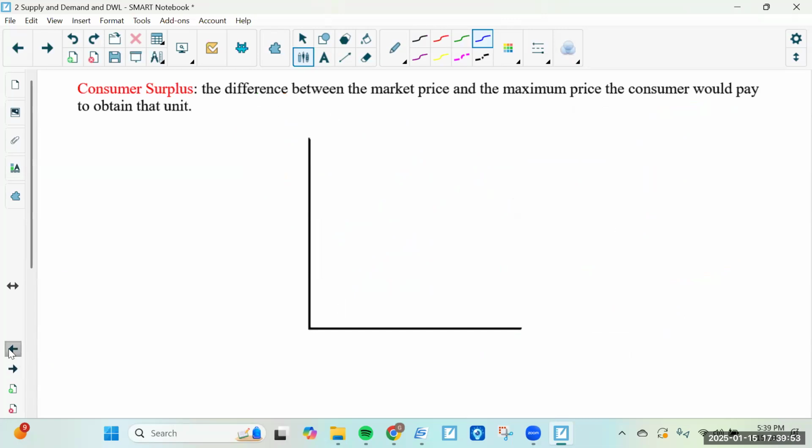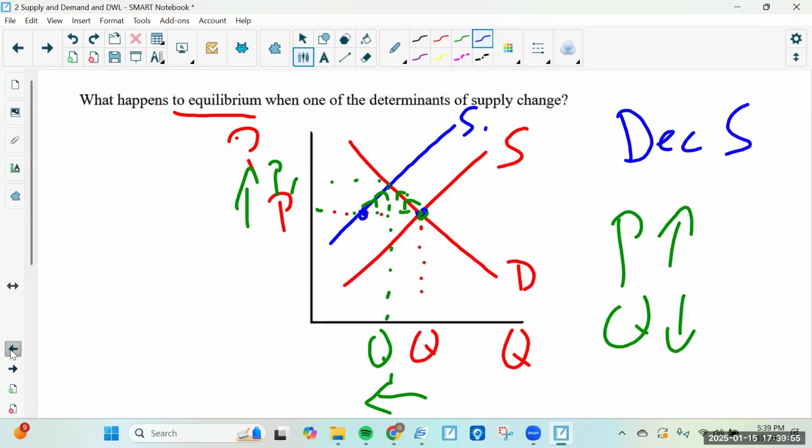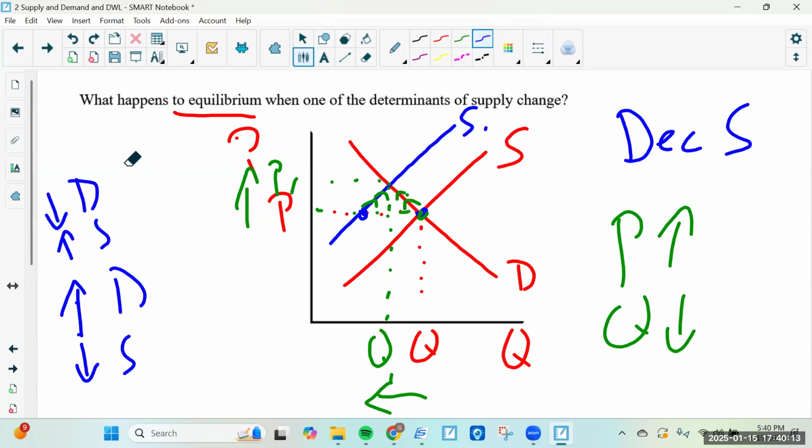So what I did here was an increase in demand and a decrease in supply. What you're going to want to do is go in and do a decrease in demand and an increase in supply. There's 4 scenarios. You should be able to draw all 4 of them and then tell me what happened to price and quantity. Don't memorize it.